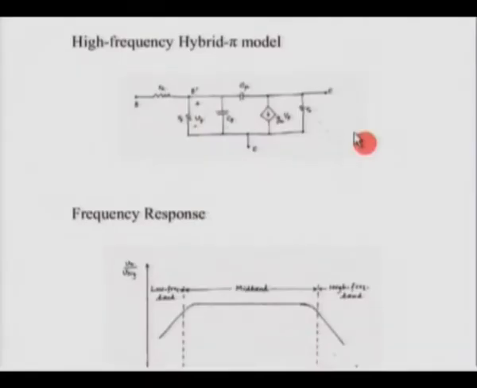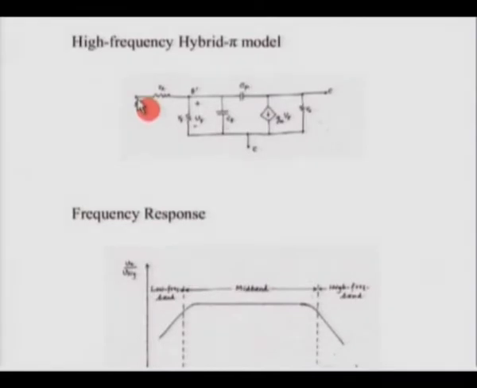Now we can have a quick look at the high frequency hybrid pi model. In the model which we used so far, we had only R pi, R naught, and gm V pi. Now in the high frequency model, we have two more capacitors. There is a capacitor here called C pi, and you have a capacitor between the collector and this B dash terminal.